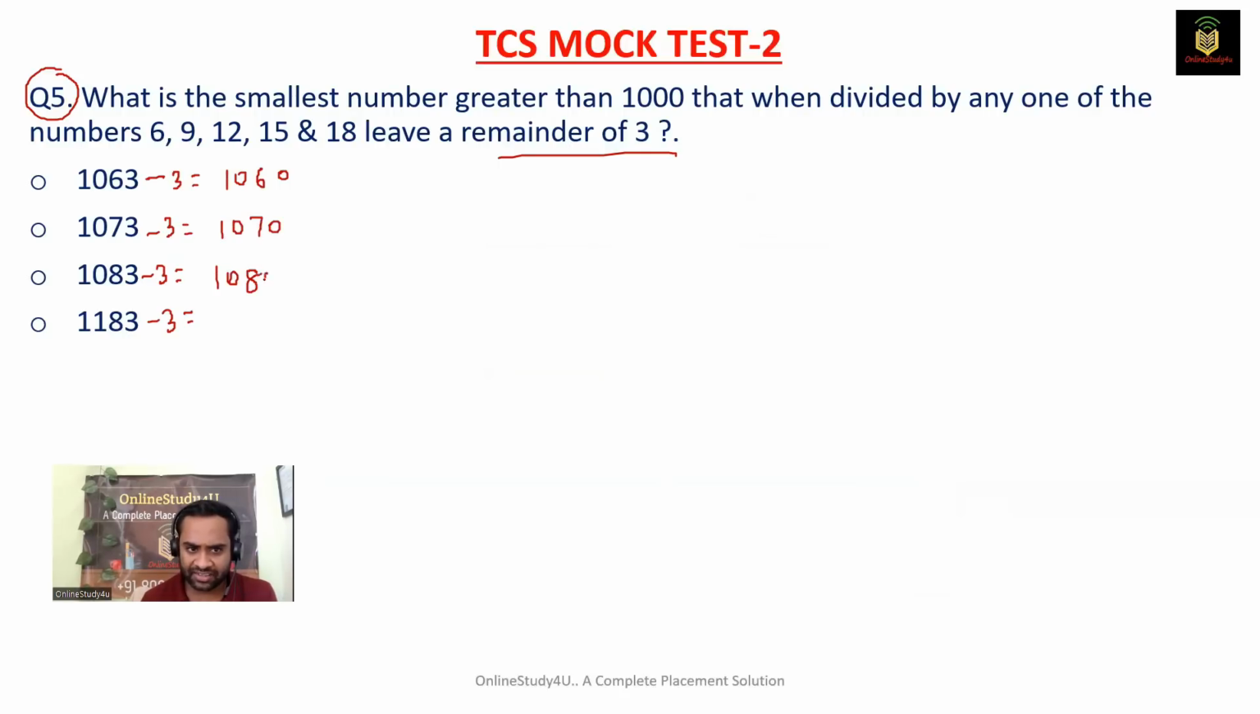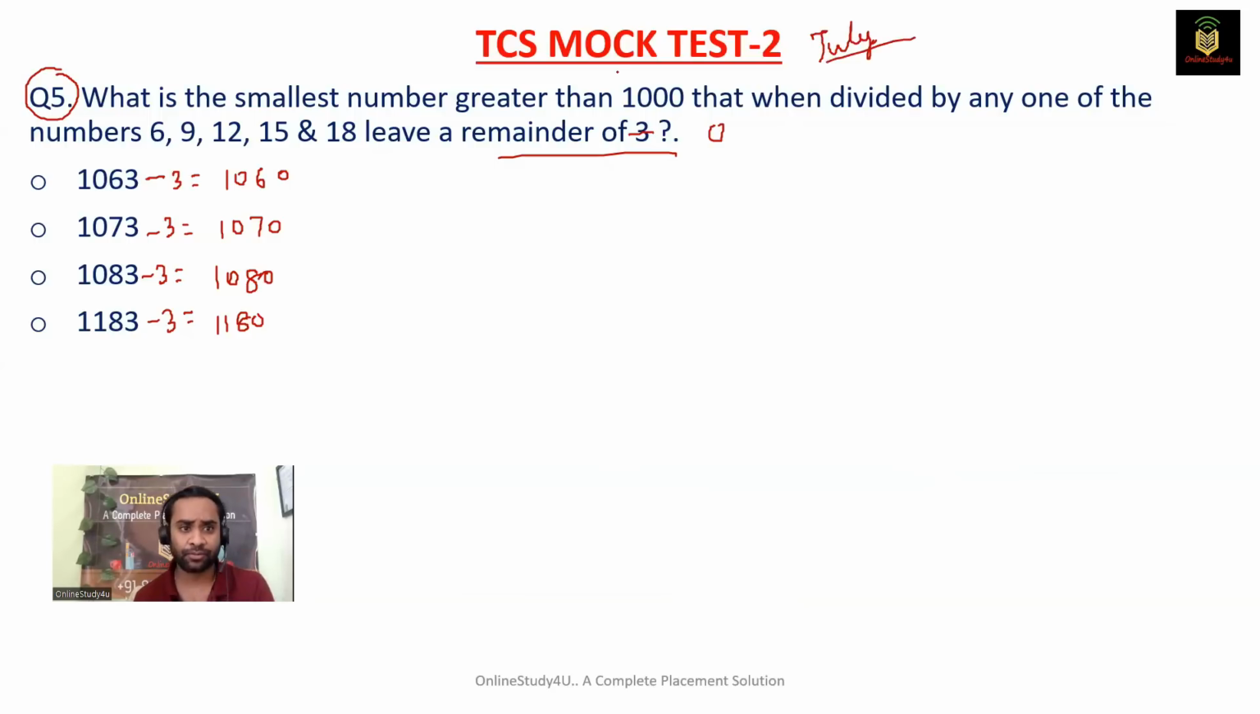First, make the question easier by removing all those things. Now my question is, what is the smallest number greater than 1000 that when divided by any of the numbers leaves a remainder of 0? Because once I subtract the remainder, it should now be completely divisible, leaving a remainder of 0. Keep that in your mind, because these kinds of problems are frequently repeated in examinations. This question was asked in the TCS NQT July exam.